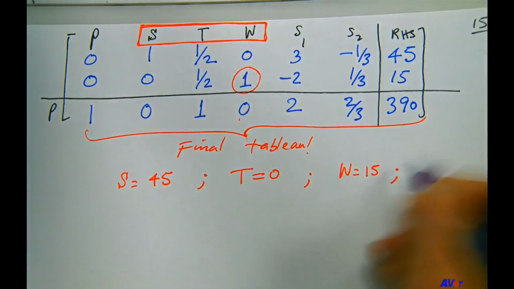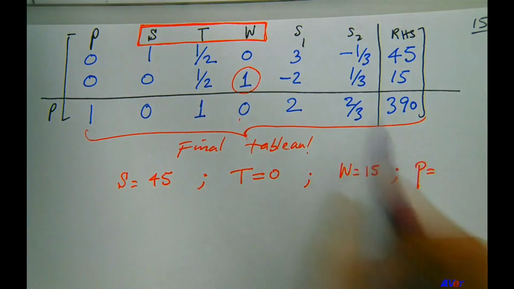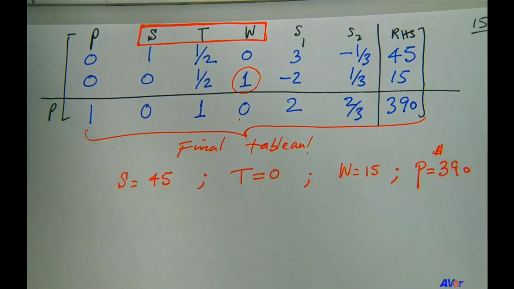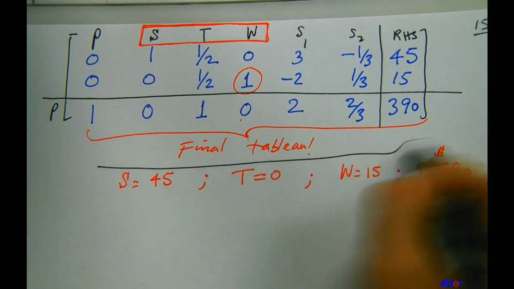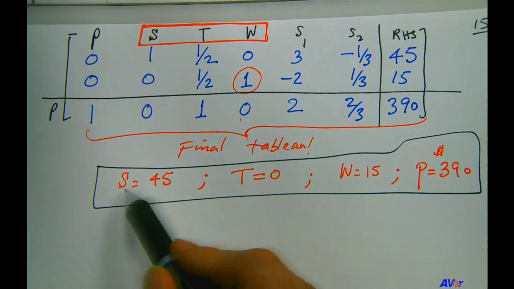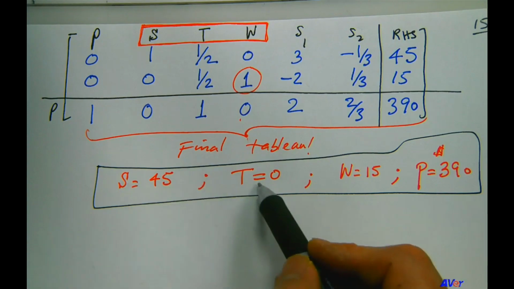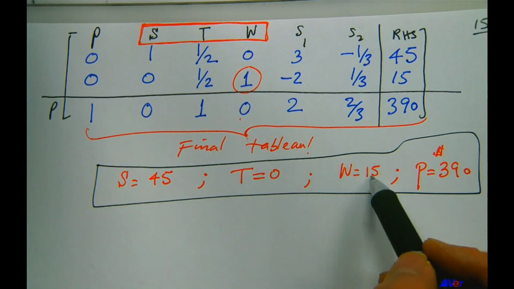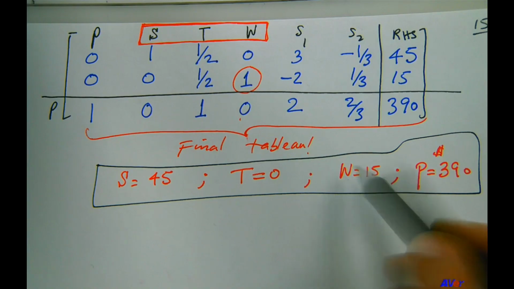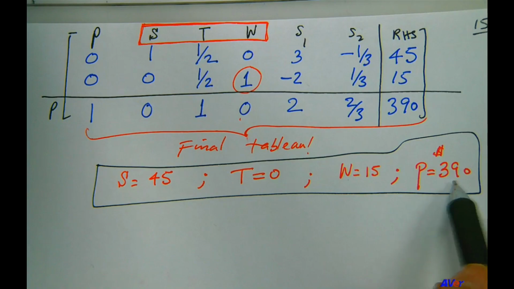15. And of course, the maximum value of the profit is $390. So this is the solution of the maximum profit for this problem. So to maximize the profit, the store owner has to order 45 of the sleeping dolls, none of the talking ones, and 15 of the walking dolls, and he or she can expect the profit to be $390 at maximum.